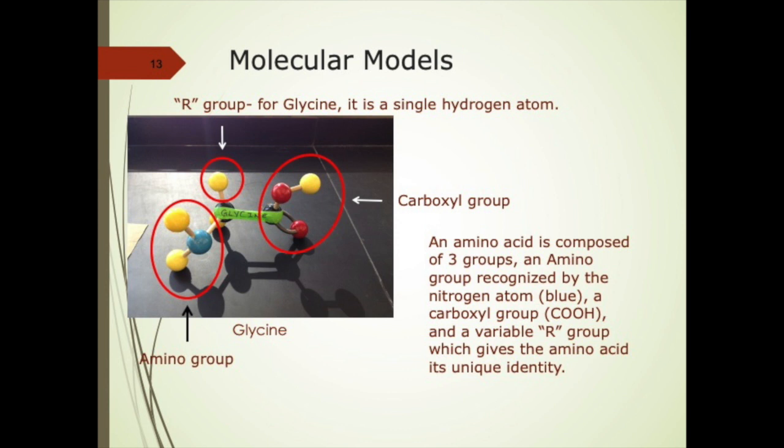An amino group, so recognize the nitrogen atom, right? The nitrogen atom is blue. You have the carboxyl group, COOH. And then the variable R group. R group is just variable depending on what the amino acid is. And the main way that you can tell if it's an amino group, right, is that nitrogen atom. And then the carboxyl group on the other end has a double bond between the carbon and the oxygen.